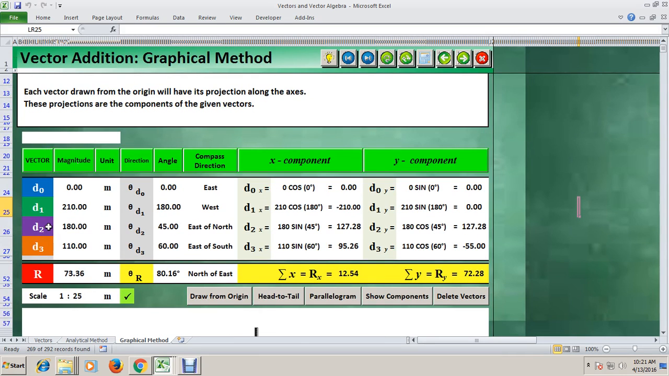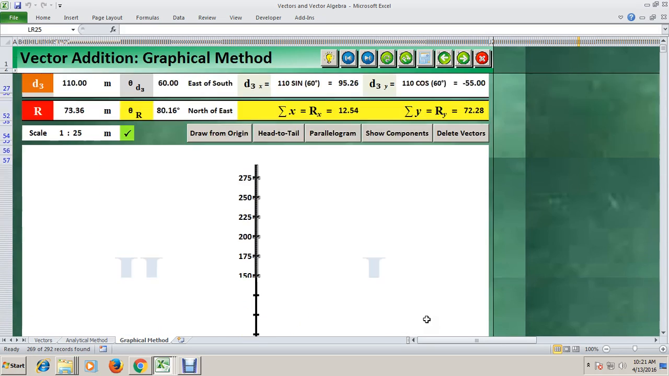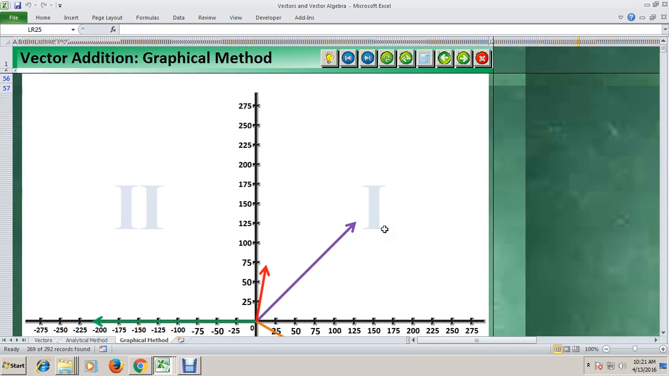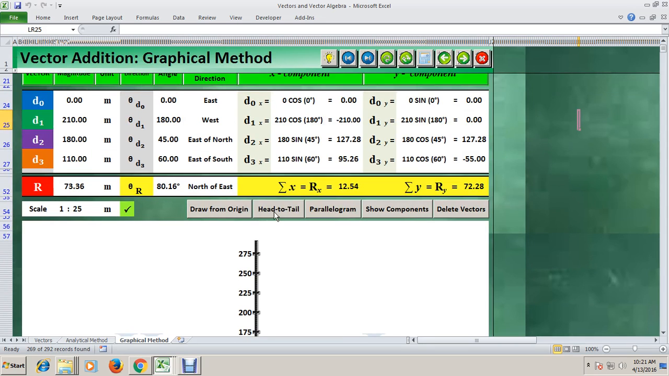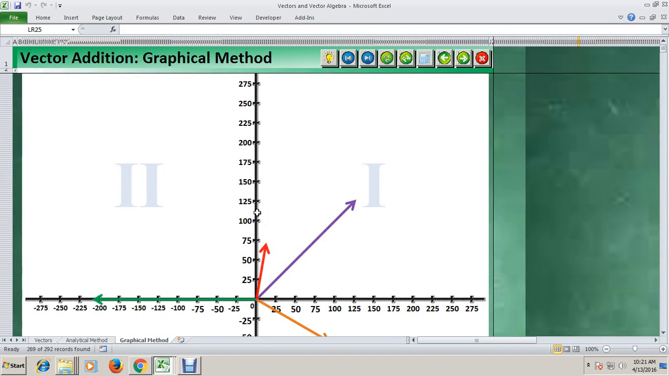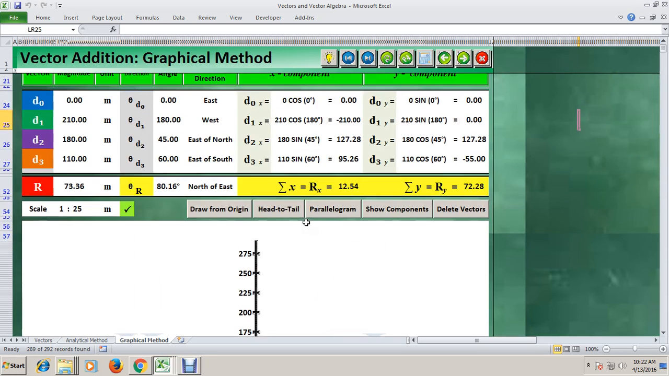Okay, so d sub 2. D sub 2 is colored purple, so its vector arrow is this one. It is on the first quadrant, as specified here. The direction of the vector arrow is east of north. East of north is, of course, measured from the y-axis. East of north meaning north going towards the east. Measuring the 45-degree angle towards this direction, east of north. The angle is 45 degrees.